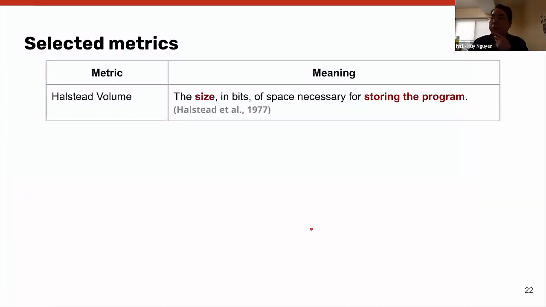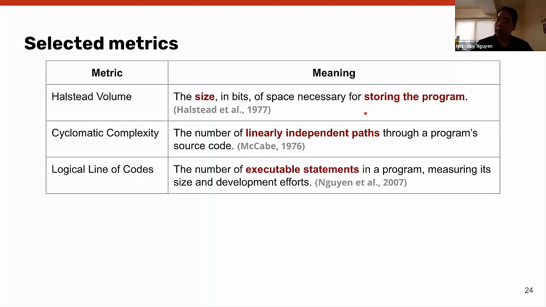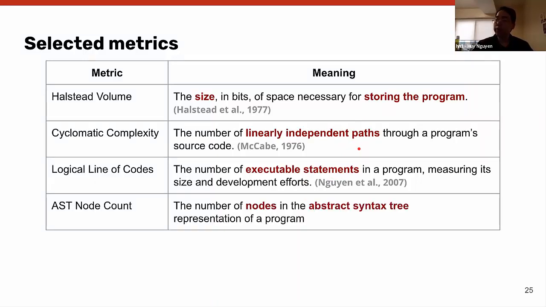So here are the set of metrics that we use in our analysis. The first is Halstead volume, which measures the size of space necessary for storing the program. The second is Cyclomatic complexity, which measures how many linearly independent paths there can be through a program. The third is logical line of code, which measures the number of executable segments in a program. The fourth one is AST node count, which measures the number of nodes in the abstract syntax tree representation.